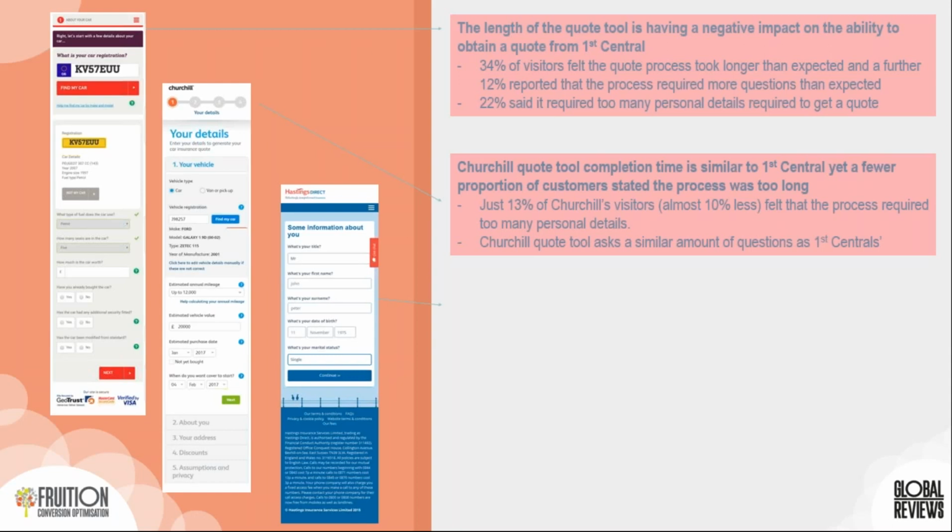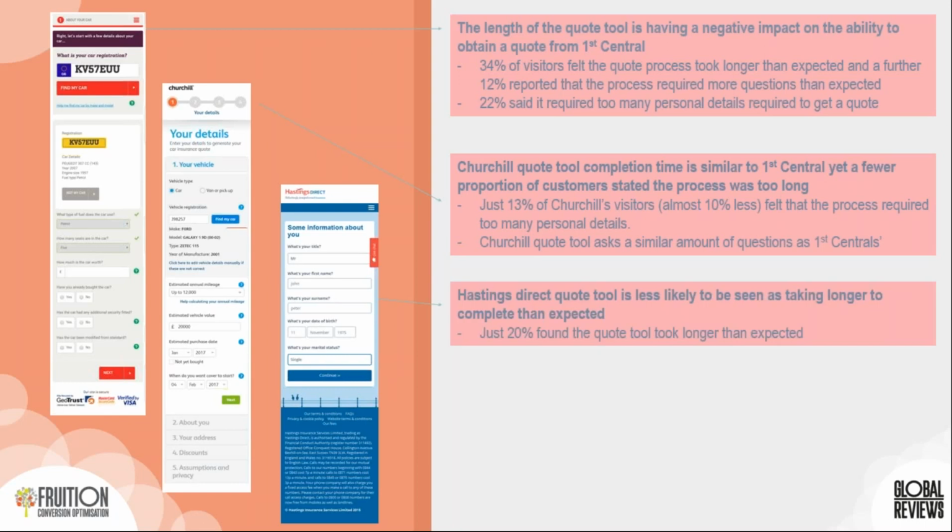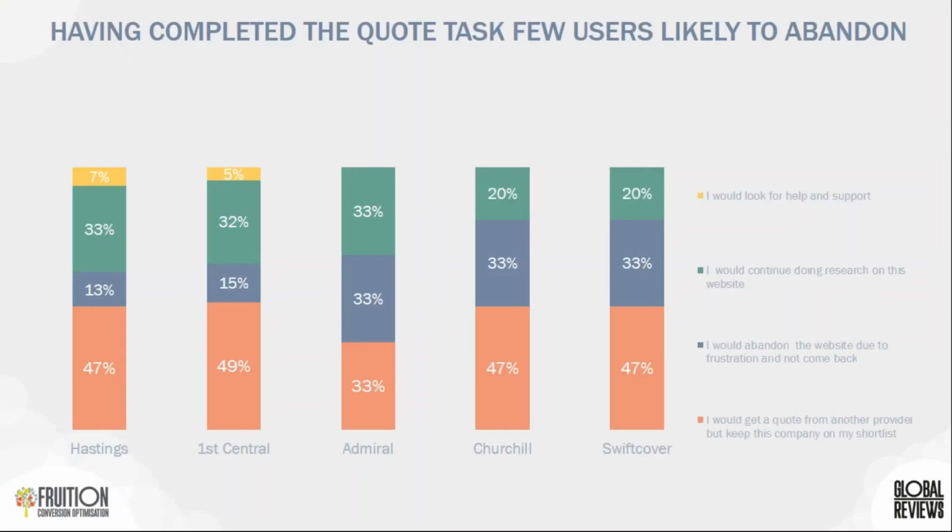Other problems that came up with the First Central quote process are that many people thought there were too many personal details required to get a quote, and more questions than expected. The Hastings Direct quote tool is less likely to be seen as taking longer to complete, and just 20% found it took longer than expected. The reason I'm pulling out these three brands is that there's an interesting story in how these brands are doing the quote tool, and how consumers see the effort and the amount of time it takes to complete it.